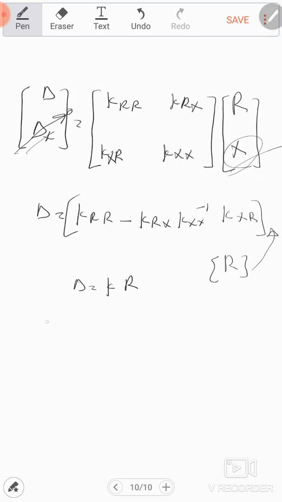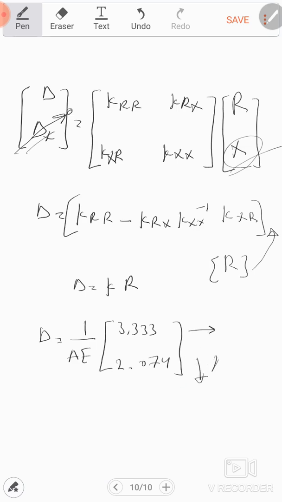I will give you the results: delta equals 1 over AE, the matrix we have 2 times 1, that means 3.333 and 2.074. This is on x direction and this is on y direction. This is delta AY, and this is delta AX.